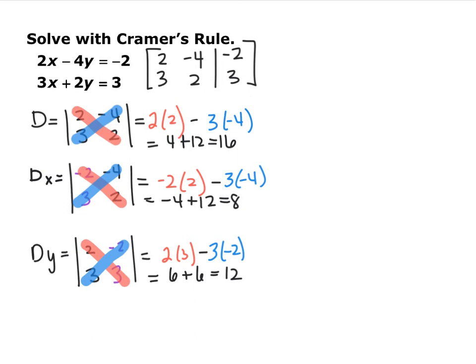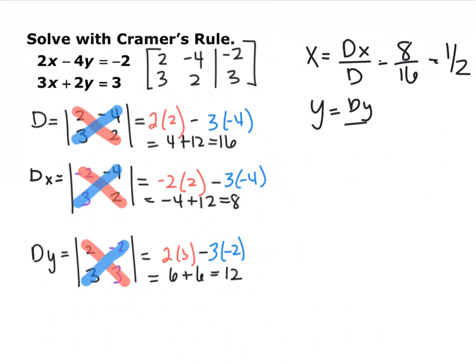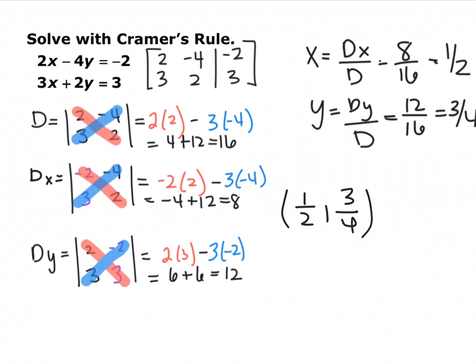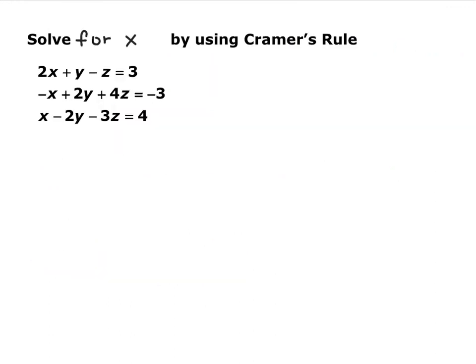So then x is d sub x divided by d, so we get 8/16, which is 1/2. And then y is d sub y over d, which is equal to 12/16, or 3/4. Remember, your answer should always be written as a coordinate point because the solution to a system of linear equations is one coordinate.